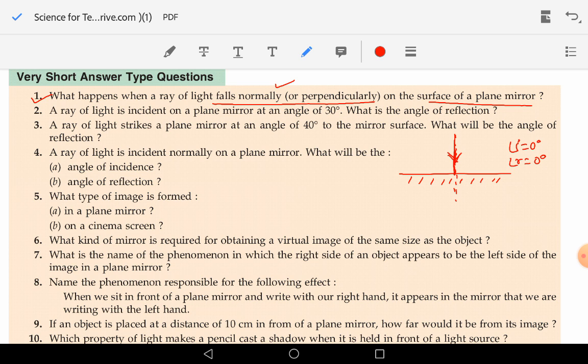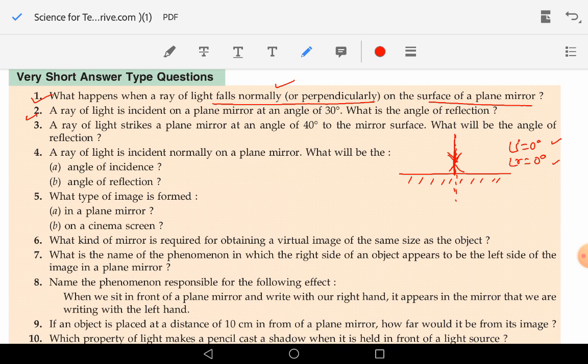So when the angle of reflection also becomes 0 degree, can we say that the reflected ray will trace the same path, or it will be reflected along the same path? So this is the answer to the first question, that the angle of incidence is 0 degree, angle of reflection is 0 degree, and the reflected ray is reflected along the same path.